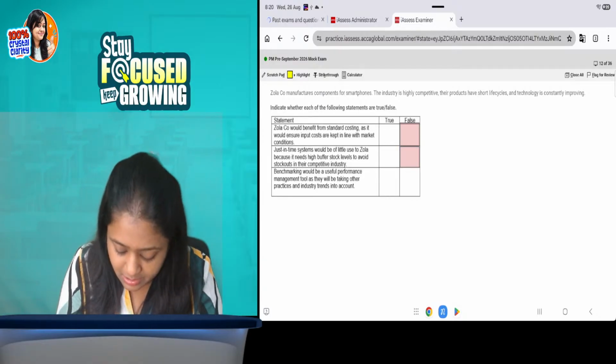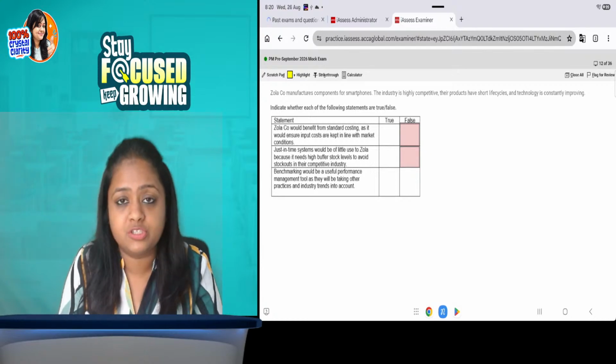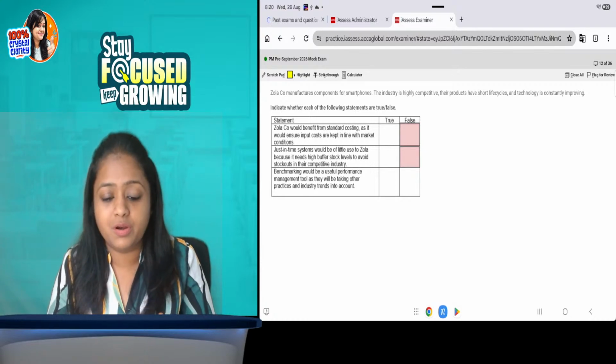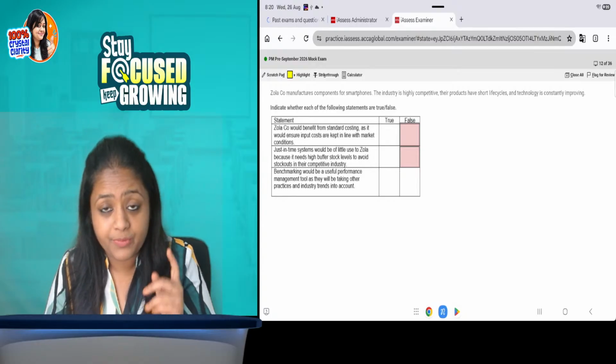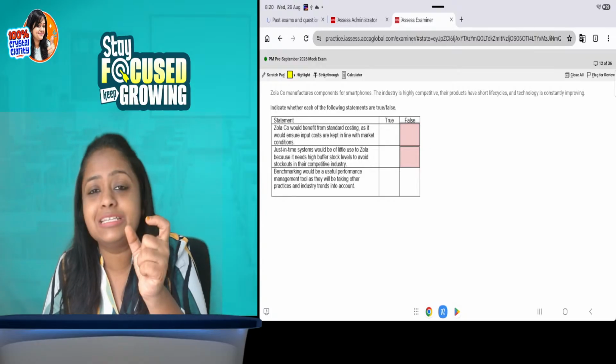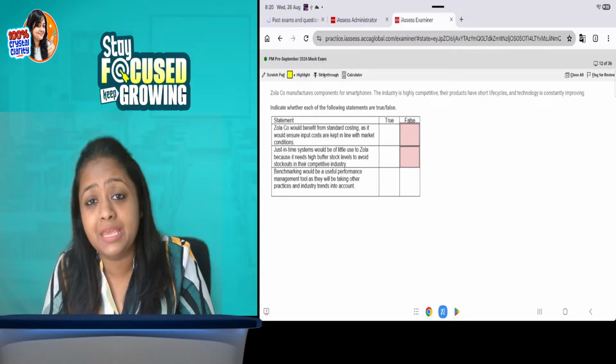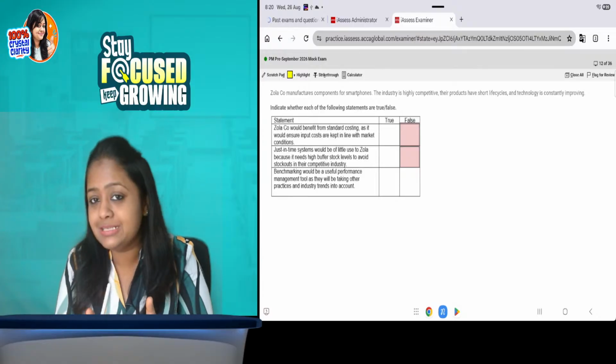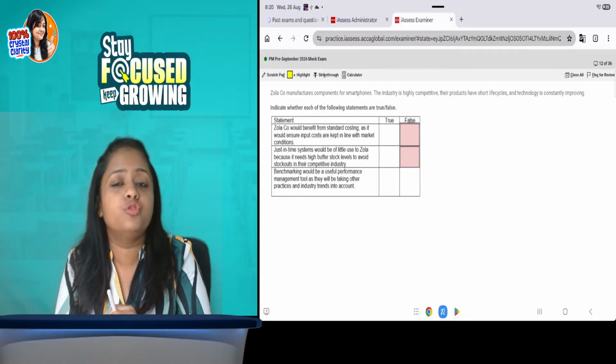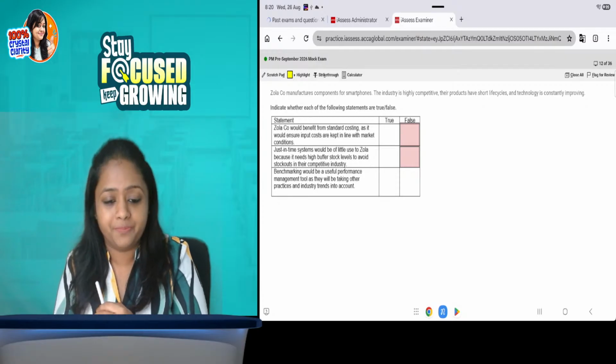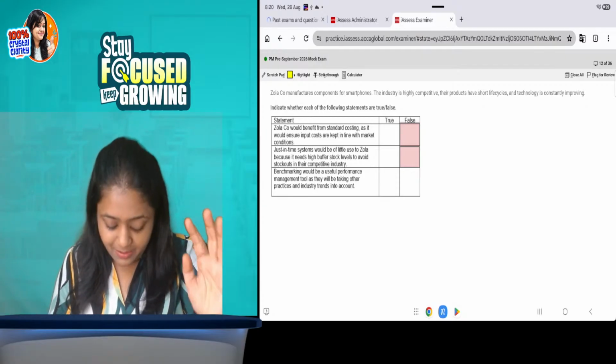What was wrong here? That high buffer stock levels. Right? So this is what is making this statement wrong. You have to always look for keywords in section A and B questions in PM. That would make your life easier and very convenient for you to score very high marks in PM. Now, going to the next one.